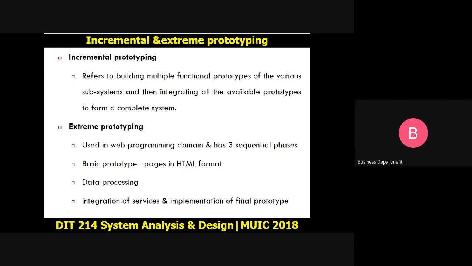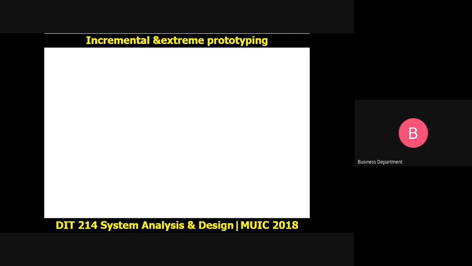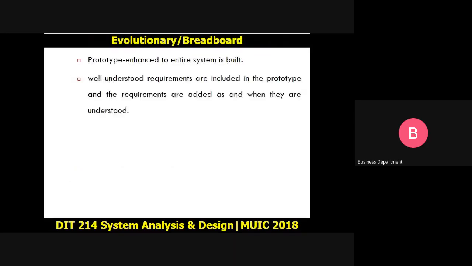So those are the 4 main types of prototyping: throwaway, incremental prototyping, extreme prototyping, and the other one we spoke about, the evolutionary or the breadboard, whereby we see the final system as an evolution of the prototype itself.